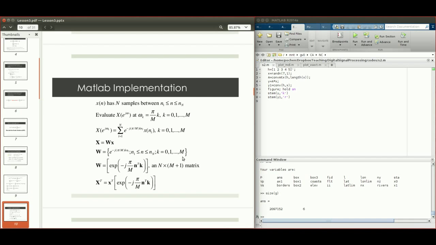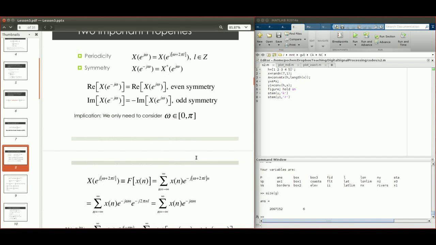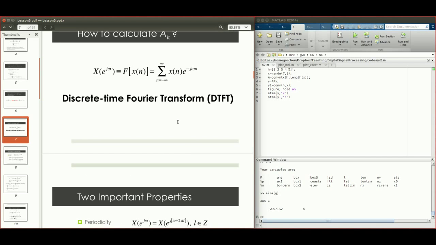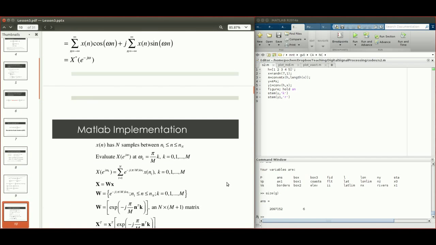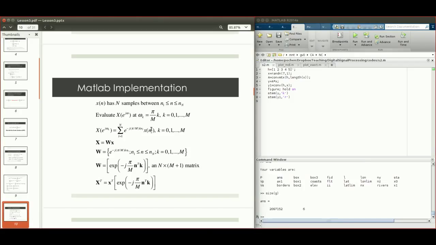Now let's look at how we can actually implement this summation formula, right? How we can actually implement the discrete time Fourier transform, or DTFT. And here's a pseudocode, the kind of algorithm that we can use to write the DTFT code. Suppose x[n] has big N samples, between n1 and n2. Then we have to evaluate the big X(e^{jω}) at a sequence of omega values, let's call it omega k.